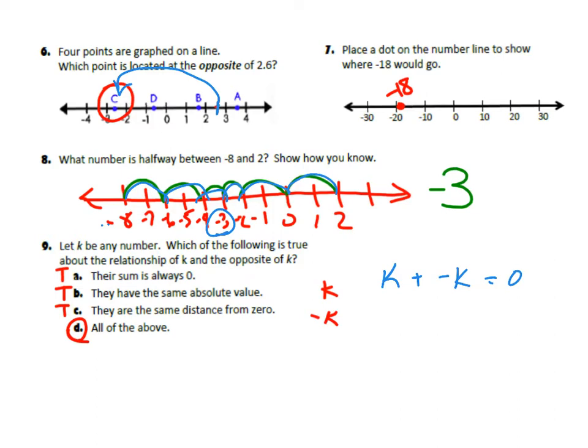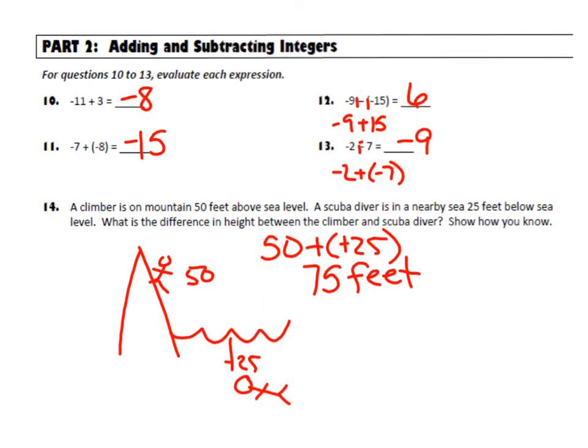They're both the same distance from 0. And again, they're both the same distance from 0. So which one is true? Letter D, all of the above. Number 10, 11, 12, and 13, you are adding. So we have -8, -15, 6, -9.